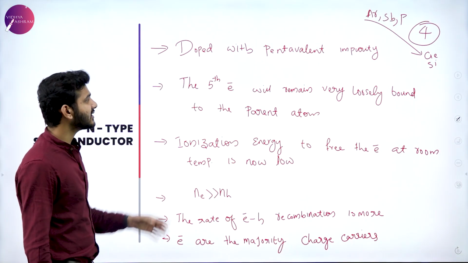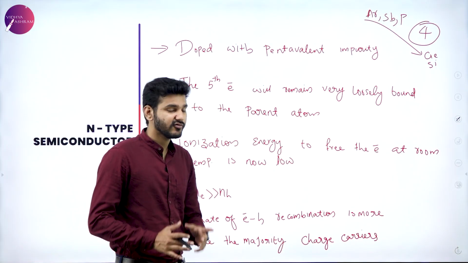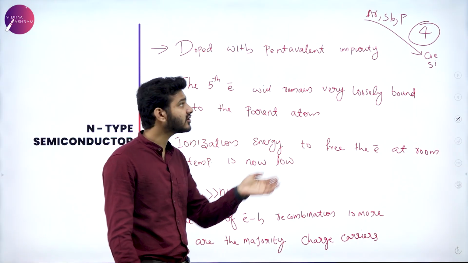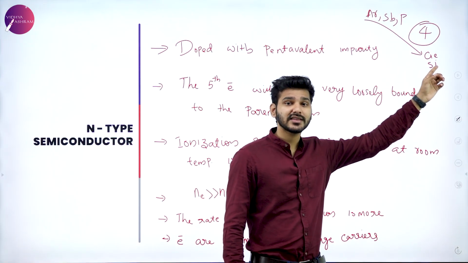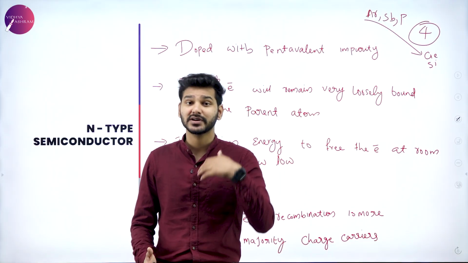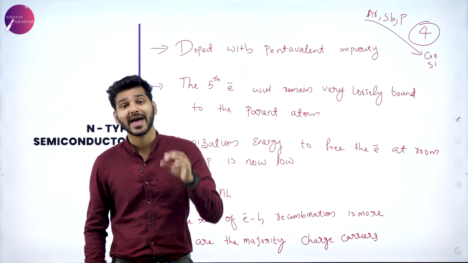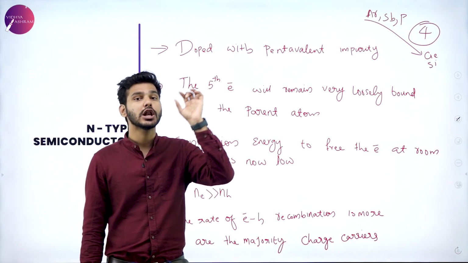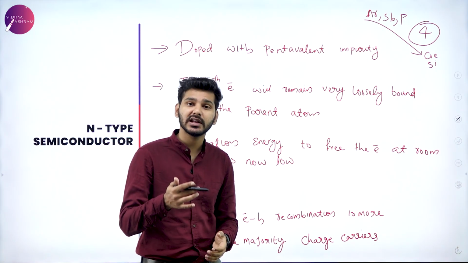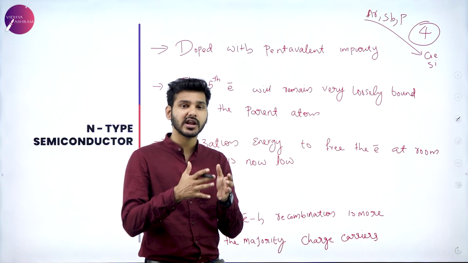The fifth electron will be loosely bound to the parent atom, which means there is an extra electron in the atom right now because we are introducing an impurity that has an excess of electrons. 4 plus 4, 8, the valency is complete, but since it is a fifth group element, one more electron will remain, and that electron will be loosely bound to the parent atom, which means it will be available for conduction. It will be very ready to move around.